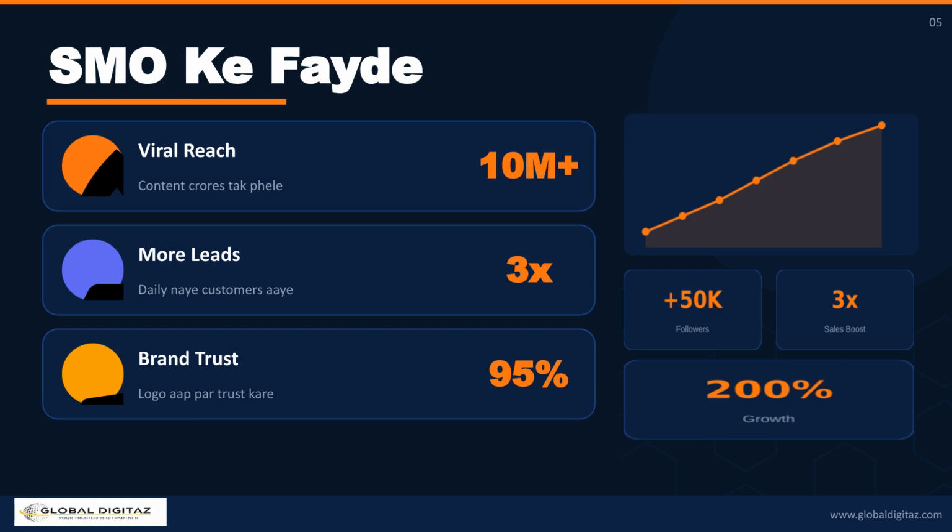The benefits of SMO include viral reach, expanding your content to millions. You get more leads, resulting in a 3x increase in sales. Most importantly, it builds brand trust, with 95% of people trusting your brand. This leads to a 200% growth.